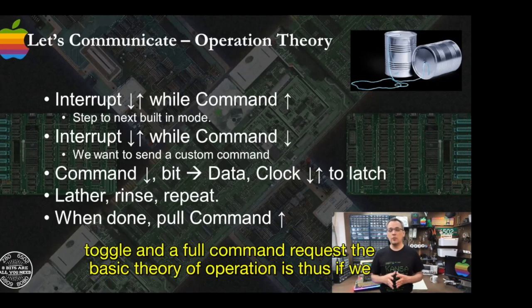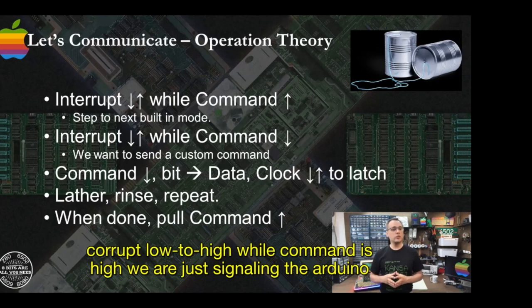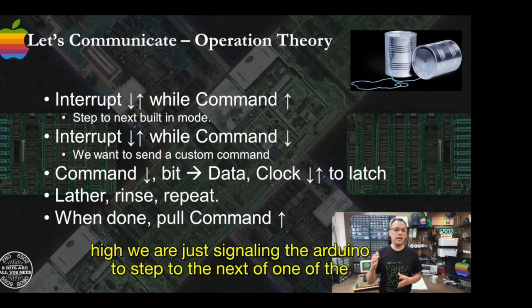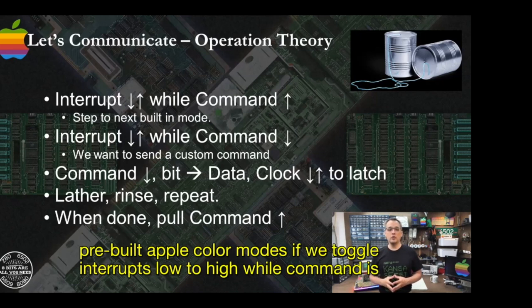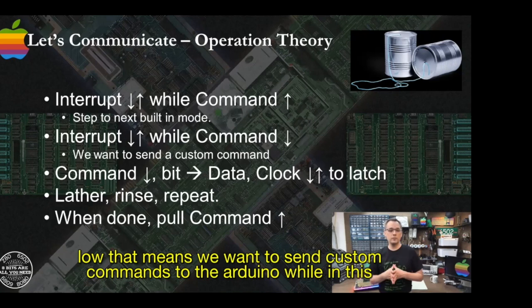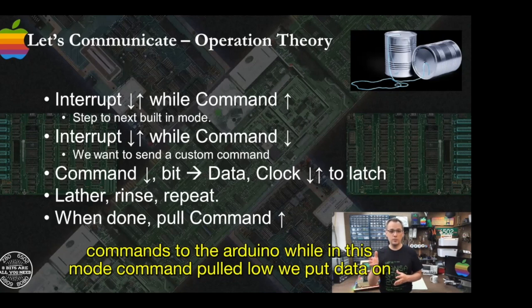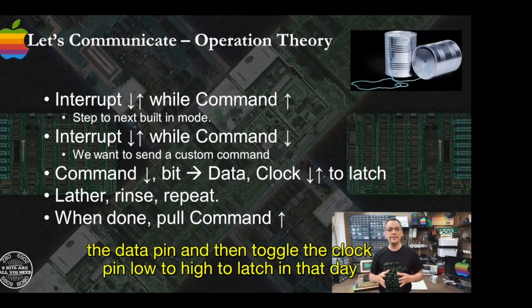The basic theory of operation is thus. If we toggle interrupt low to high while command is high, we are just signaling the Arduino to step to the next of one of the pre-built Apple color modes. If we toggle interrupt low to high while command is low, that means we want to send custom commands to the Arduino. While in this mode, command pulled low, we put data on the data pin and then toggle the clock pin low to high to latch in that data bit.